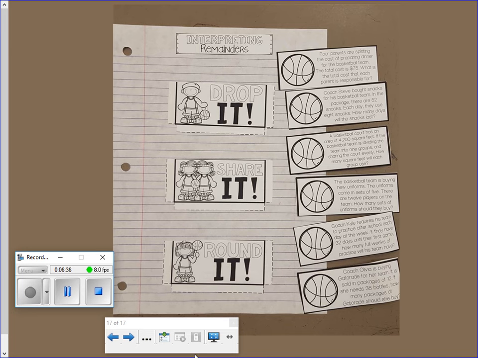You are now going to complete this interactive notebook page. You're going to glue down the outside tabs for each of these so that they make a pocket. So each of these will be open at the top. The tabs will be glued. You are then going to solve all of these story problems on the back and put them in the correct category. To get the right answer, did you drop the remainder, did you share the remainder, or did you round the remainder? So these are pockets. Solve on the back, put them in the correct category.